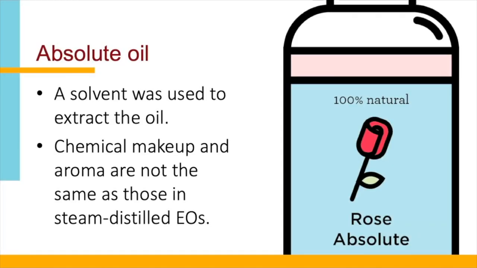You may see an oil listed as an absolute, such as rose or jasmine absolute. This indicates that a solvent, usually hexane, was used to extract the oil. No heat is used with this method as it is with steam distillation, so the resulting oil will have a little different chemical makeup and typically leaves a very, very minute amount of solvent residue in the oil. For some plants, this method is the only way to obtain an oil from delicate plants such as jasmine.